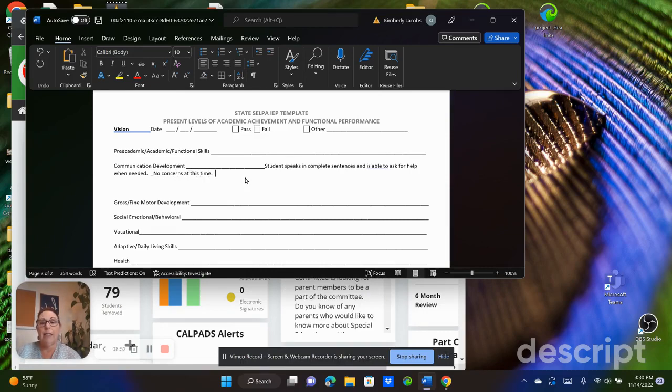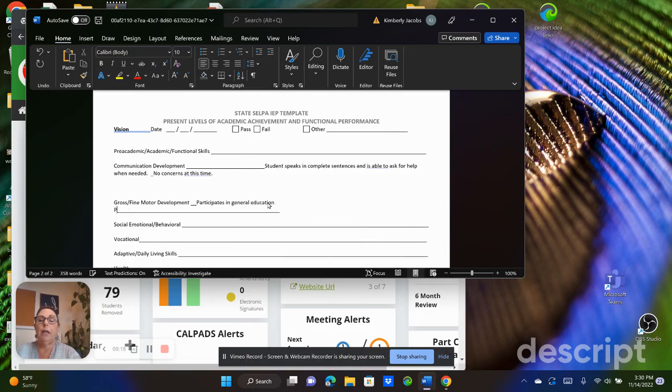I read these sentences to parents, so if they did not bring up a prior concern, but this triggers them to remember, oh, the other day he was stuttering. But I'm going to go ahead and type no concerns at this time and make sure I say that to parents to get their agreement. So gross and fine motor skills, this is where I'm going to talk about their muscle development. So participates in general education, PE with no concern.